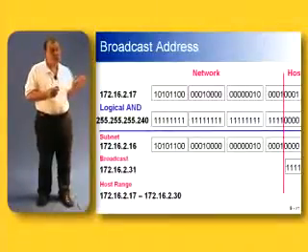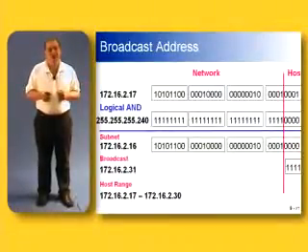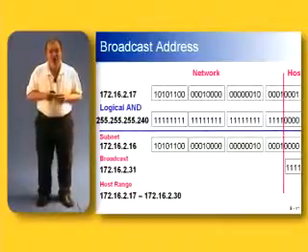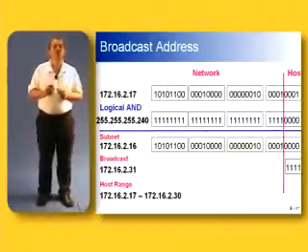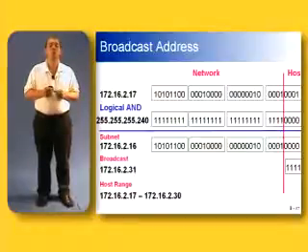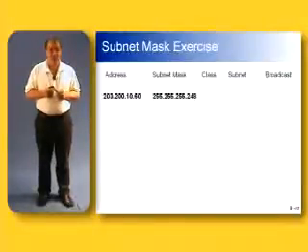Everything in between that is a valid host on that subnet. So our valid host range is from 172.16.2.17 all the way up to 172.16.2.30.